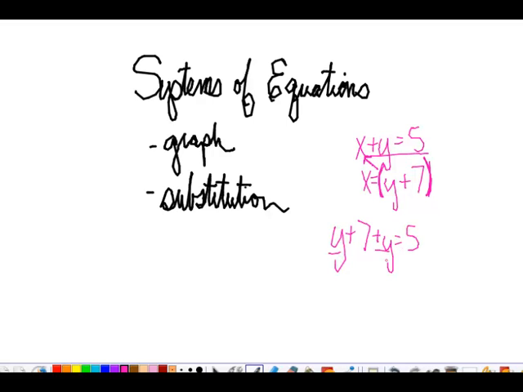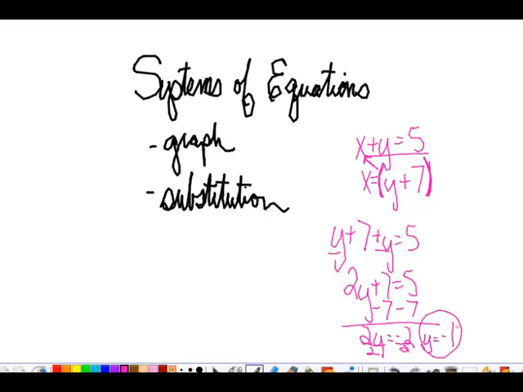So I would combine like terms. y plus y is 2y, plus 7 equals 5. Subtract 7. I get 2y equals negative 2. Divide both sides by 2. y is equal to negative 1. Now, once I get that y is equal to negative 1, I can go and substitute that in right there. So x is equal to y, which we just found to be negative 1, plus 7. So negative 1 plus 7, x is equal to negative 6. Now, with that, of course, we would write it as a coordinate. Negative 6, negative 1. That would be our answer.